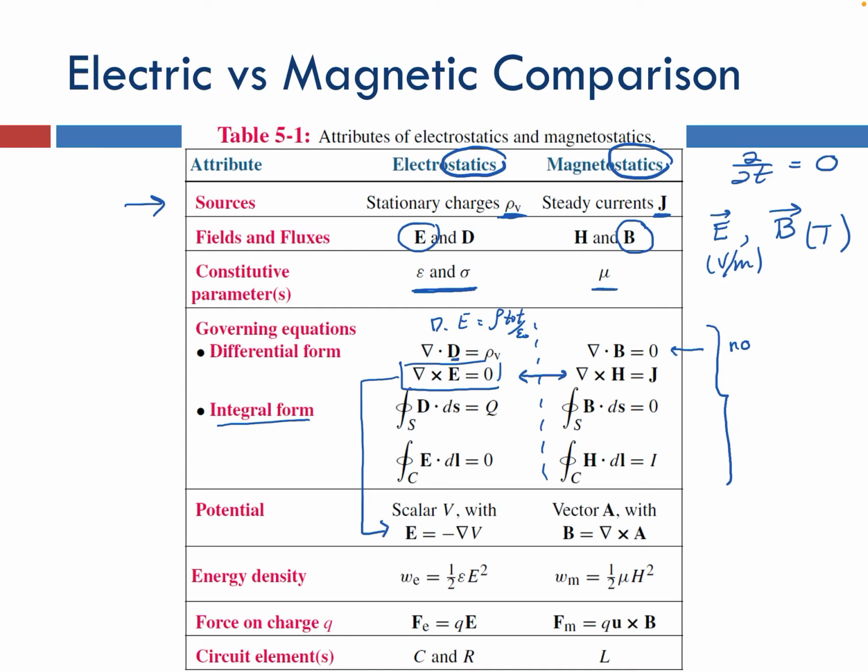And for magnetostatics, there's a vector quantity that we can relate to the magnetic field also by a space derivative, but it's the curl now of the potential that gives us the magnetic field.